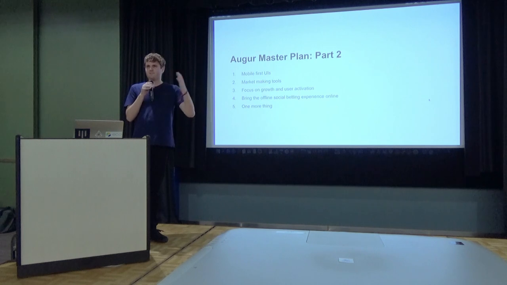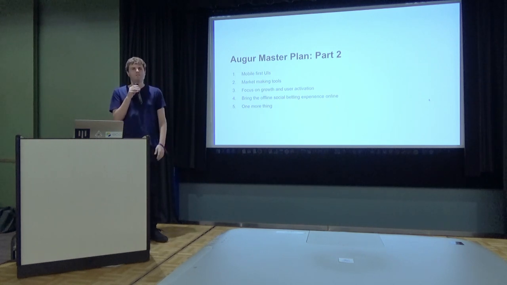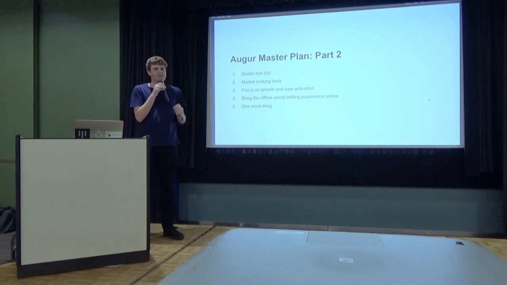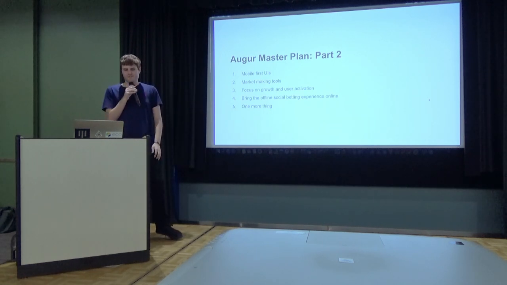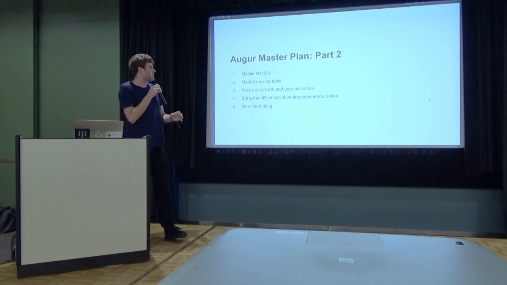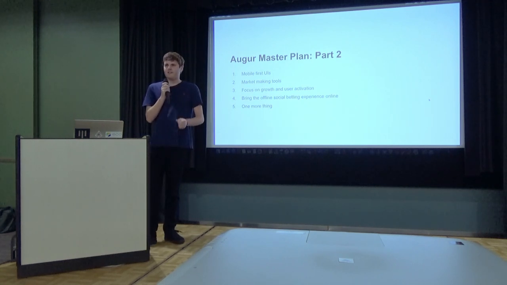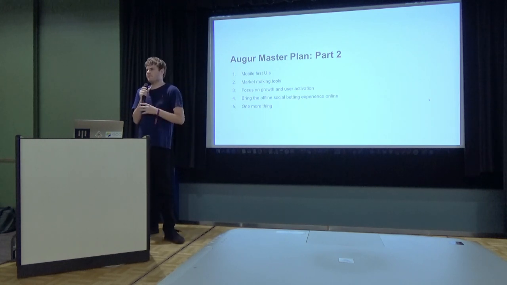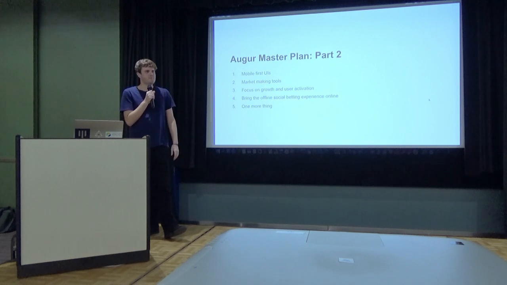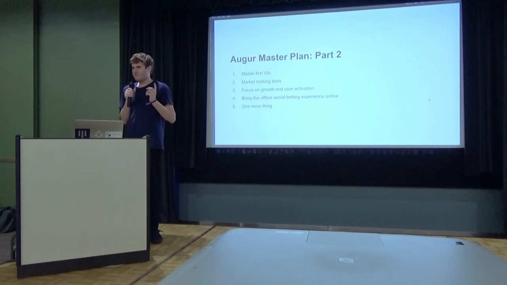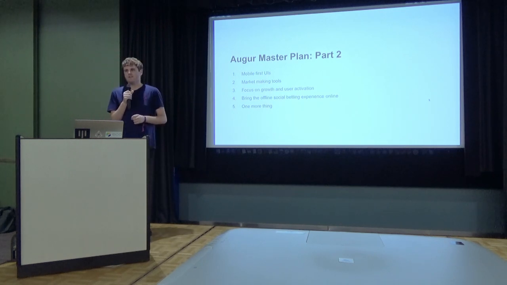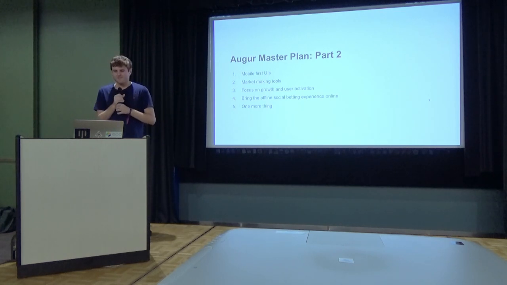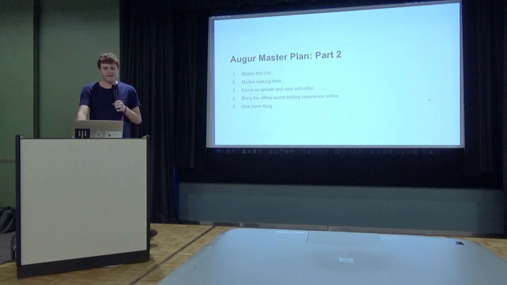And so what's next for Augur is really kind of the master plan part two, which is all these UIs, we sort of designed them mobile first, starting with the mobile experience, because that's where about 60% of betting takes place, and then working backwards to a desktop experience. Making tools that make it really easy to market make, because having liquidity is super important. Focusing on user acquisition and growth, and also bringing the offline social betting experience online. We're going to have some features coming up pretty soon that do that.